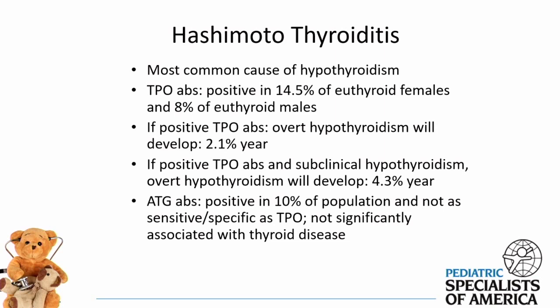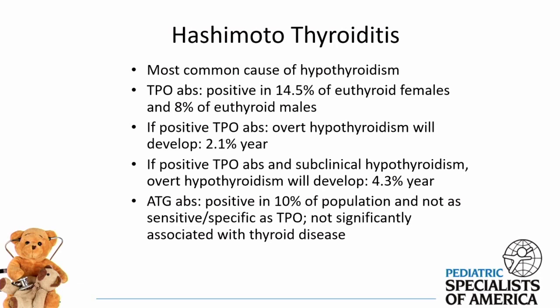The problem is that thyroid peroxidase antibodies are positive in almost 15% of euthyroid females. That's quite high, considering that hypothyroidism happens in less than 1% of the population, and 8% of euthyroid males. Therefore, many people are going to have positive antibodies without having hypothyroidism. And once you have positive TPO antibodies, the chance of having hypothyroidism in the future is more or less 2% per year.